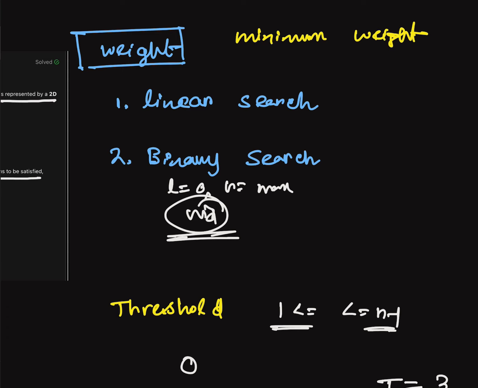If it is possible, then I will keep it as a possible answer, and I will try to minimize the weight more. So at that time I will shift the right pointer to mid minus 1, right? You are all aware of that, so that's why I'm not discussing this binary search here.